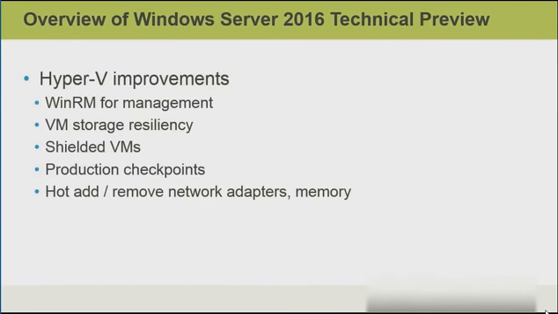Hyper-V also introduces production checkpoints, which means that checkpoints, or what were formerly called snapshots in the past, are fully supported in production environments. Virtual machines can also add and remove network adapters and memory while the virtual machine is running.